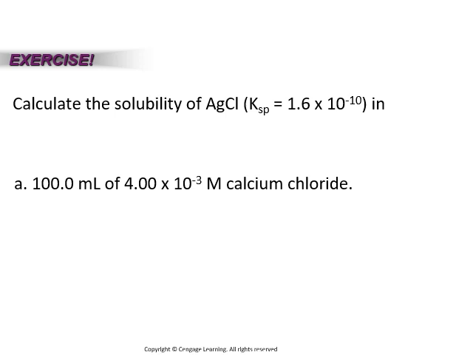How much do we have? We have 4 times 10 to the minus 3rd moles per liter. So we'll write 0.004 in the initial slot for Cl minus. Next slide.